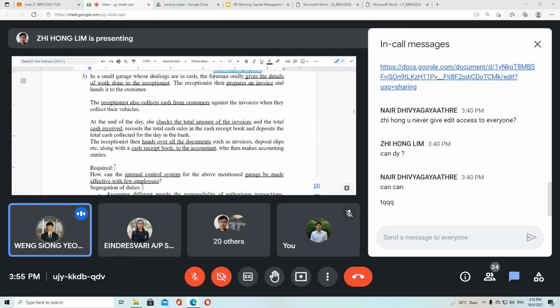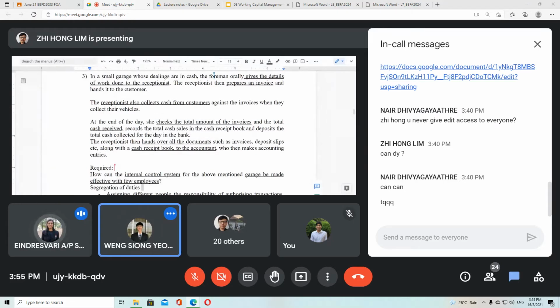The receptionist, foreman, and accountant. So the foreman will give details of work done. The receptionist will prepare the invoice. The receptionist will collect cash from the customer.